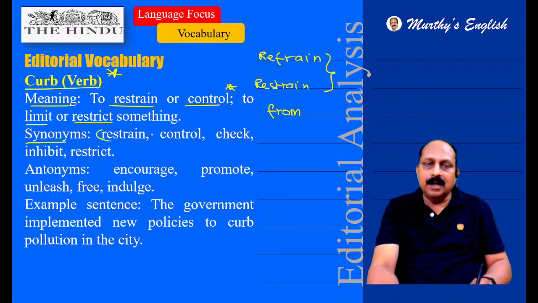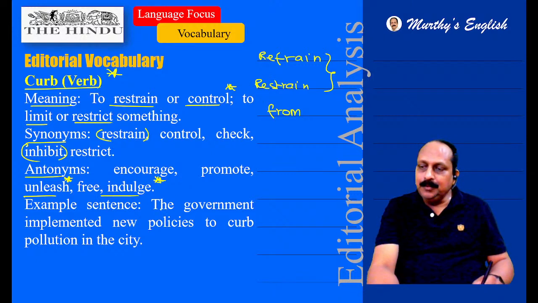Synonyms: restrain, I don't consider. Control, yes, check. Inhibit, restrict. Inhibit also does not go with this context. We can definitely use words like control, check, restrict. Antonyms: encourage, promote, unleash, an important word we have already got. Free, indulge. Indulge means to get into a particular act that goes with a different context. Example: the government implemented new policies to curb pollution. Curb something negative. Curb pollution in the city. Appropriate based on today's editorial.